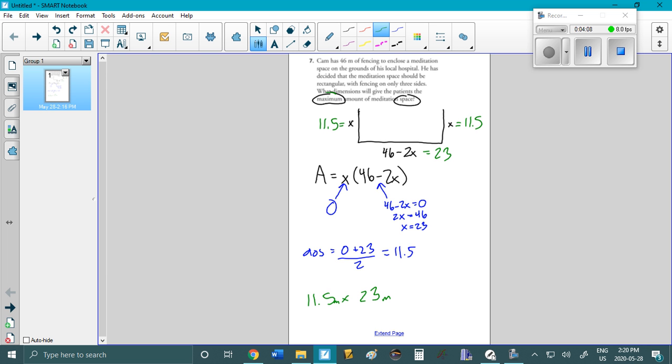Again, the key here is that maximum tells us we're looking for the vertex. Because the equation is a equals, our y value of the vertex would be our a value, that would be the area, but they want the dimensions, so we're looking for the x value, and once we have the x value, we sub in here to get the length, and we already have the width.